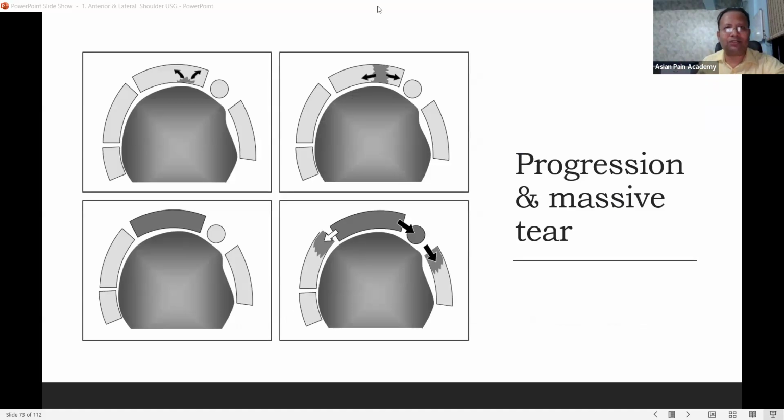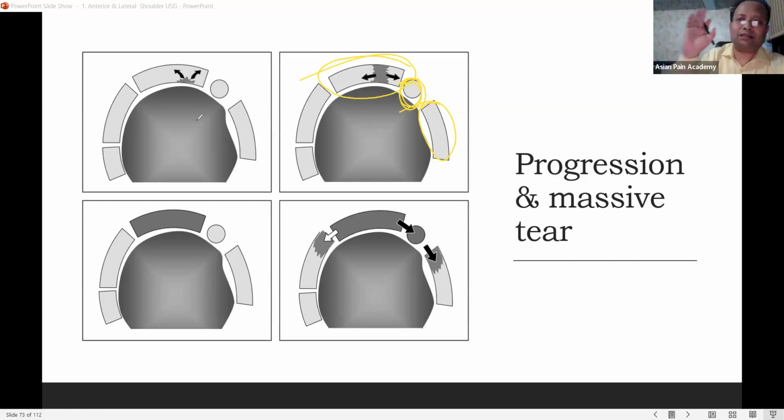Progression and massive tear. This is just for knowing how it progresses. Last day when I was showing you the rotator cuff interval, I told you that if you put your probe in a short axis manner in the front of the shoulder, the medial side is the subscapularis tendon and the lateral side is the supraspinatus tendon. So if someone is seeing the biceps tendon in a long axis way and just goes medially, he is over the subscapularis tendon in a short axis. And if he goes laterally, then he is over the supraspinatus tendon in a long axis view.